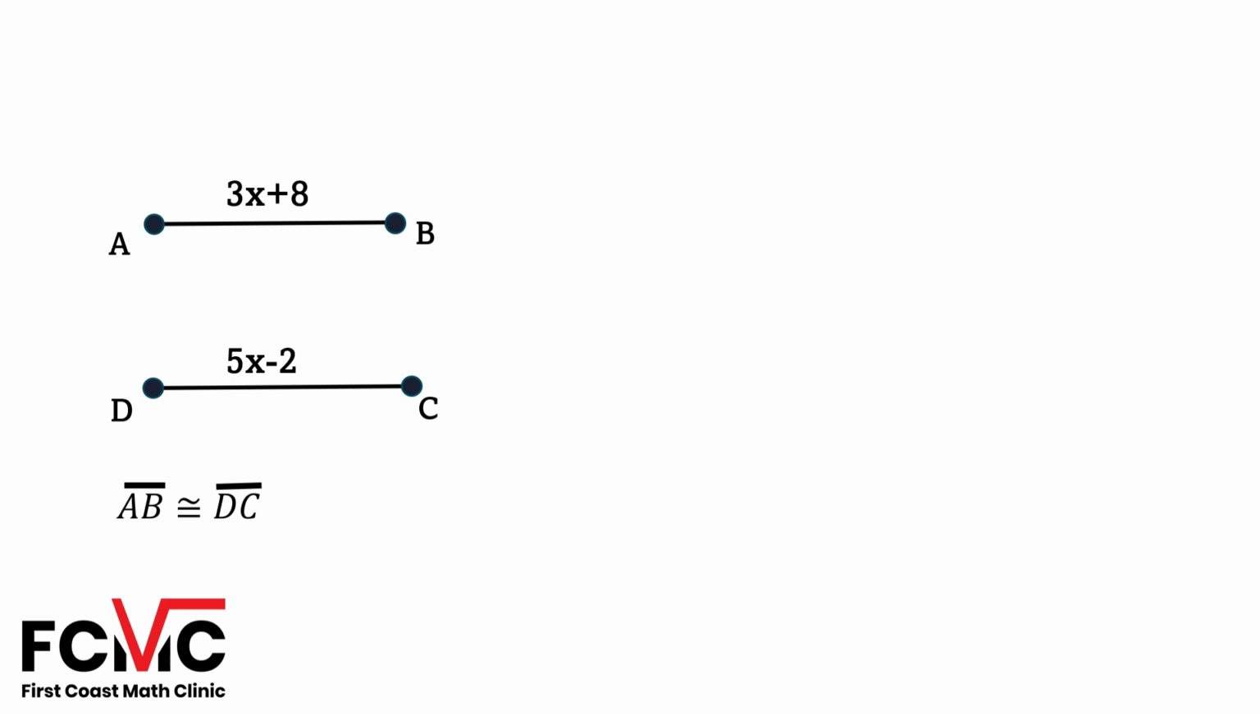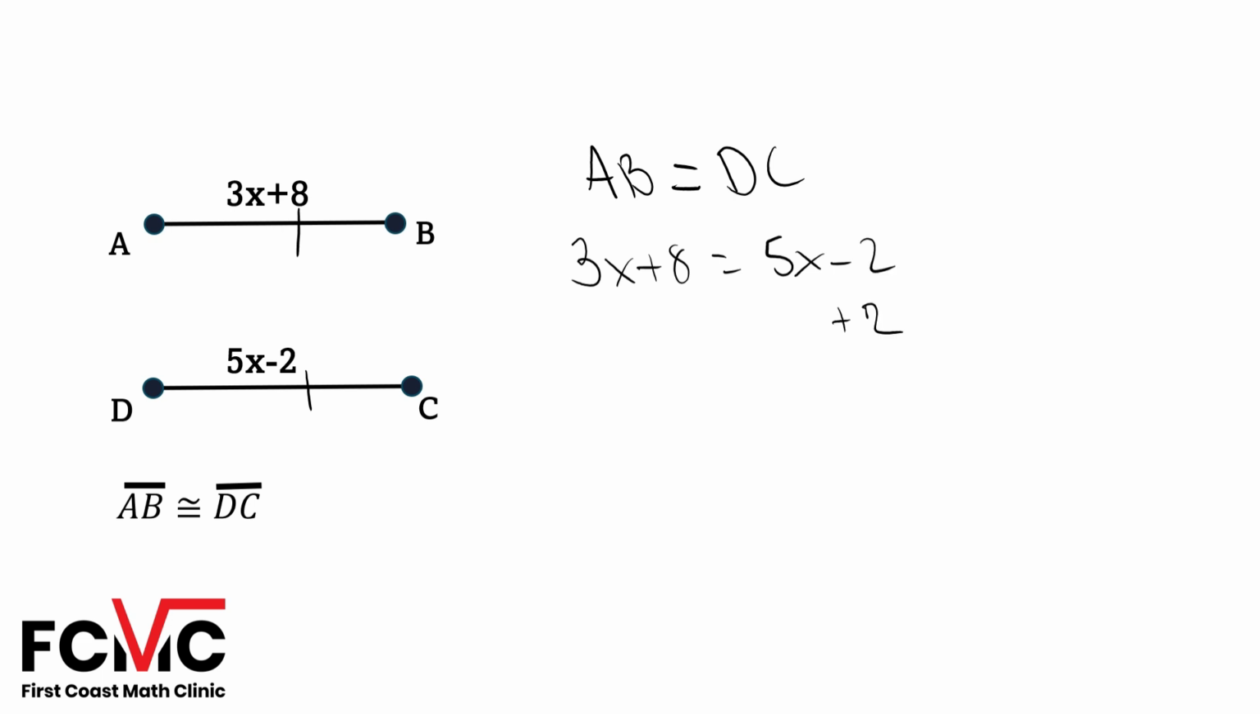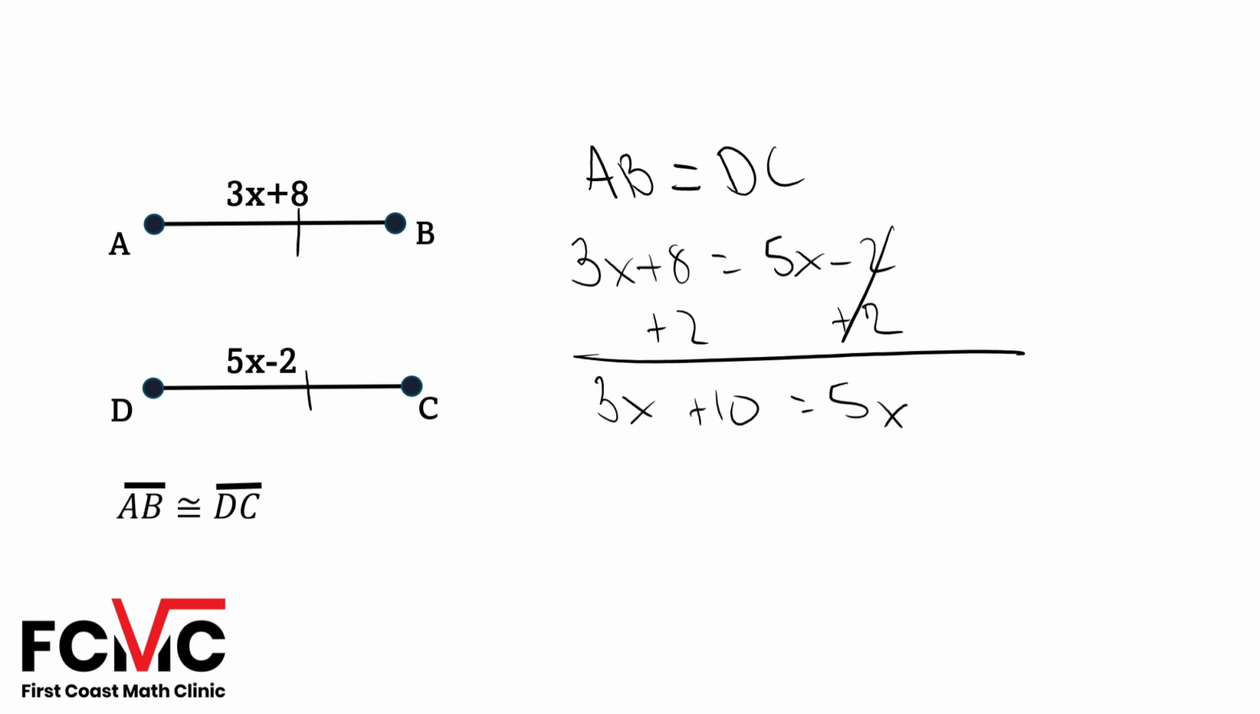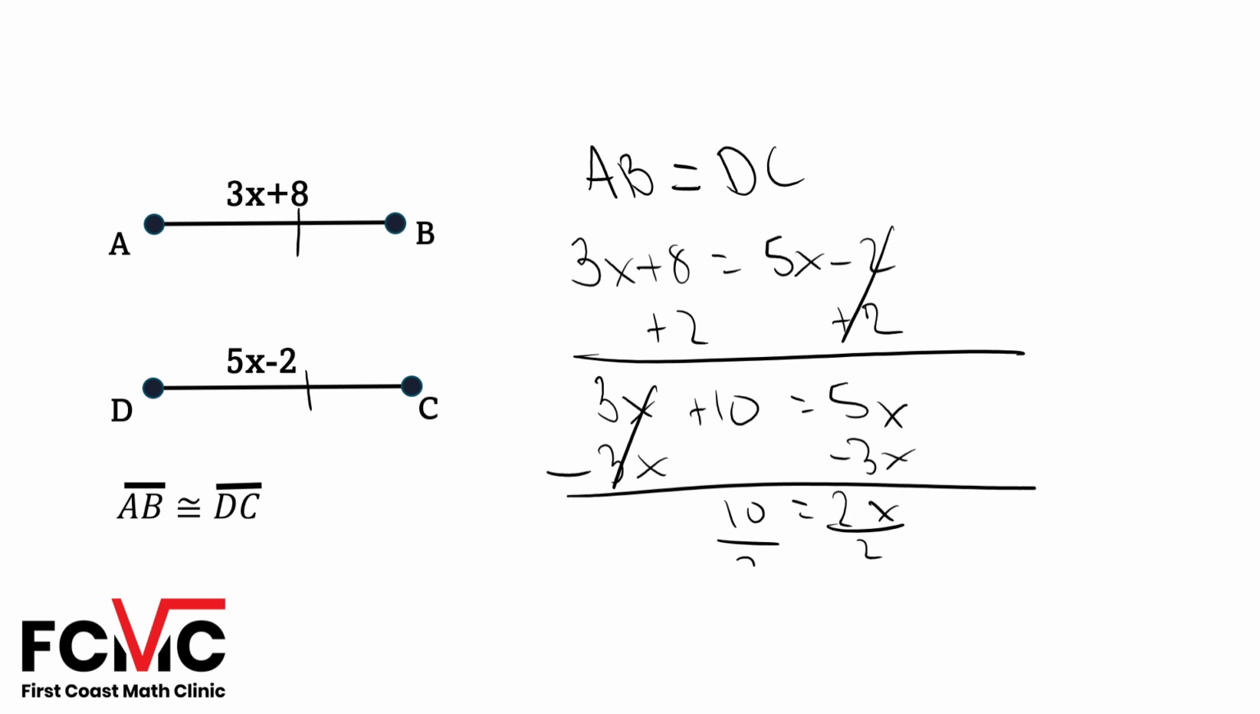All right, let's do one example with segments. Segment AB is 3x plus 8. Segment DC is 5x minus 2. We know that AB and DC are congruent. So if we have congruent segments here and here, the measure of AB is going to be equal to the measure of DC. So we can set up our equation: 3x plus 8 equals 5x minus 2. Let's solve this for x. I'm going to add 2 and add 2. 3x plus 10 equals 5x. Subtract 3x and 3x. I get 10 equals 2x. Divide by 2 and 2, and I get x equals 5.